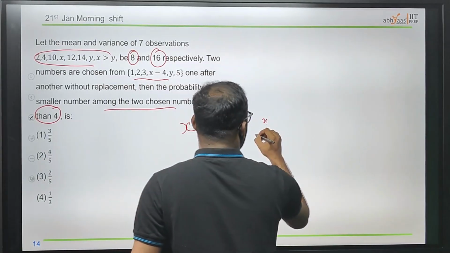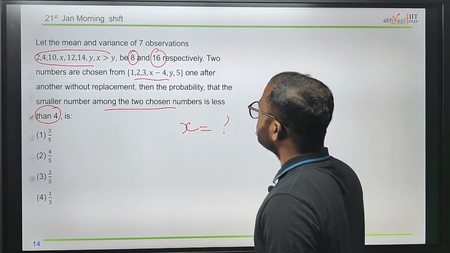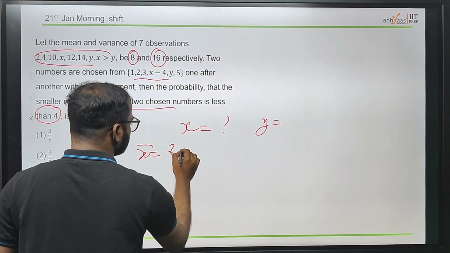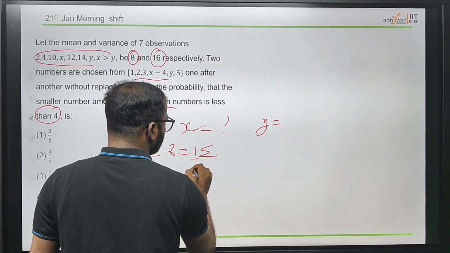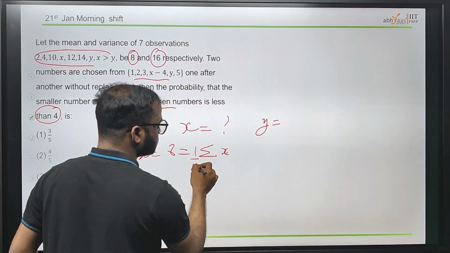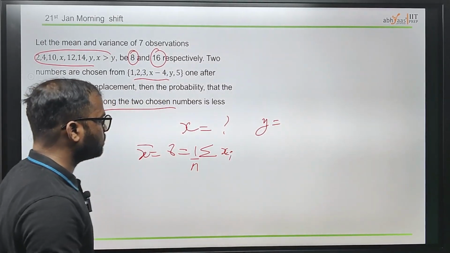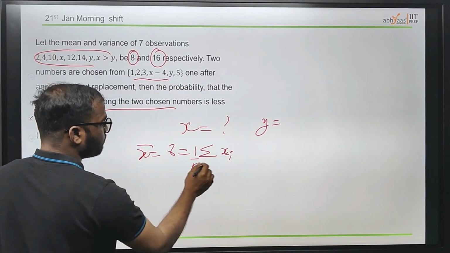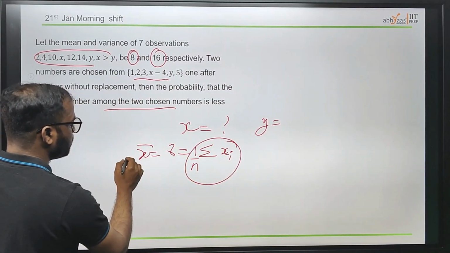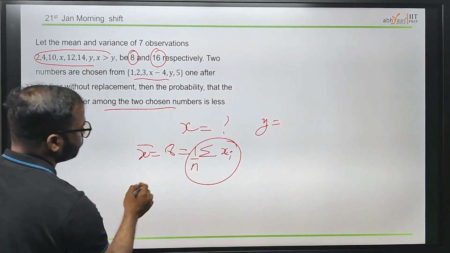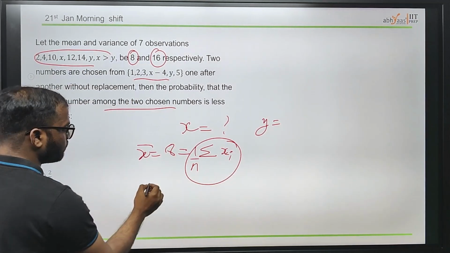Okay, how can we find this one? By the given, the mean is 8, which is nothing but 1 by n times the sum of observations, that is, the sum of observations divided by the total number of observations. We just do the sum and equate it to 8, and from this we will get an equation in the x values.